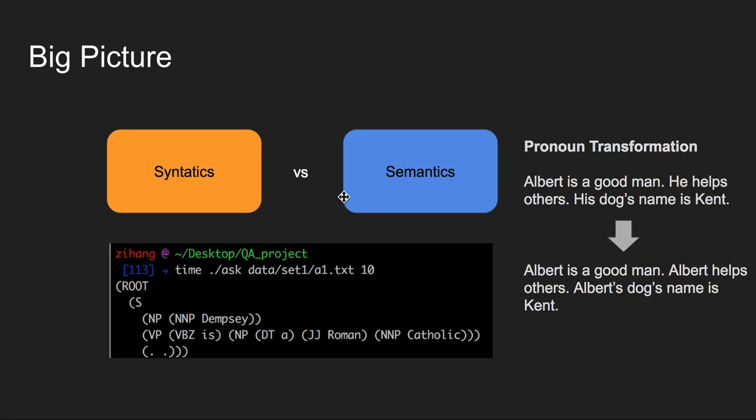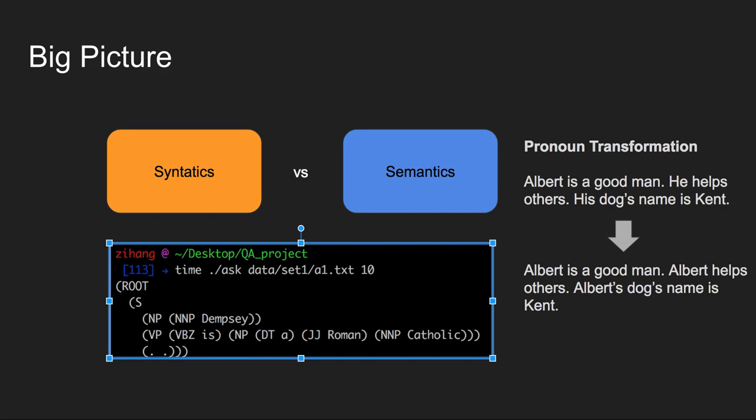There are two approaches, syntactic or semantic. The semantic approach is computationally difficult and hard to implement. The closest thing that we have is pronoun transformation, which you see here. We transform the pronouns he and his into Albert and Albert's.